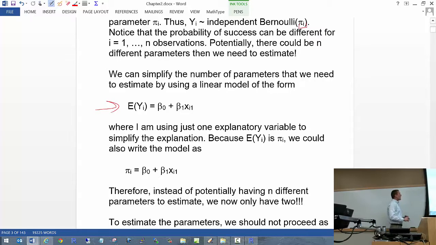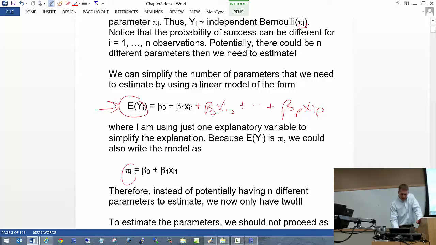So here's my regression model now. Expected value of y sub i is equal to beta 0 plus beta 1 times x sub i1. If I want to, I could add more explanatory variables. I was just trying to write it in an easier form, just as an introduction. This expected value of y sub i is pi sub i. Again, the mean of a Bernoulli is the probability of success.